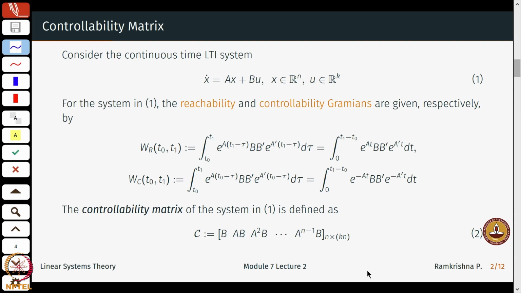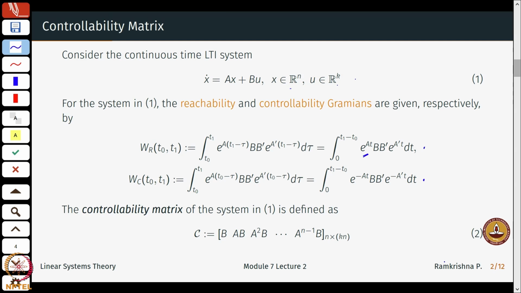Okay, so let's focus here on LTI systems, where the equations look a little nicer than that for LTV systems. So I start with x dot equal to Ax plus Bu with again x in Rn, u in Rk. So we have k inputs for the system. The reachability and the controllability Gramians take this form, right. So I can just compute them to be something like this, and e power At is my state transition matrix for the LTI case.